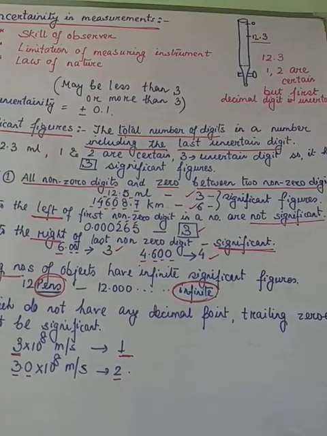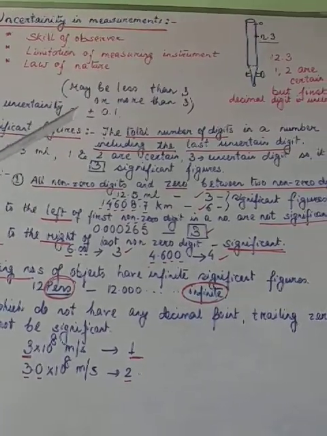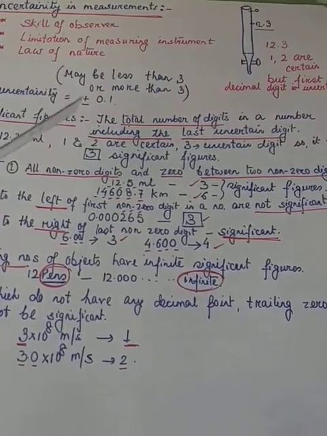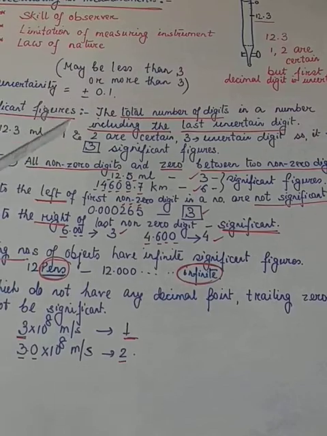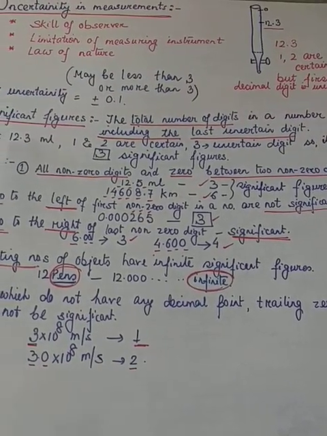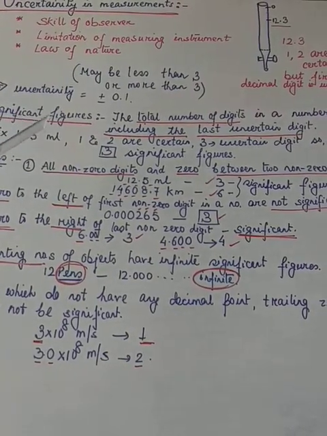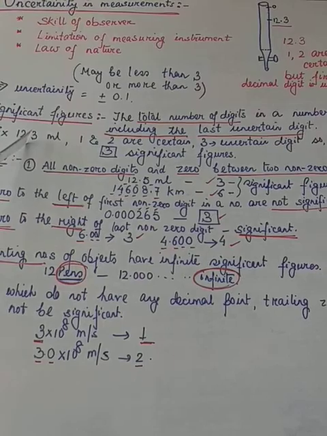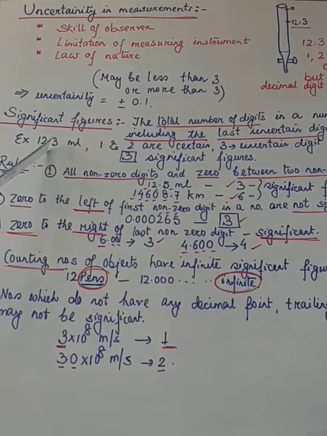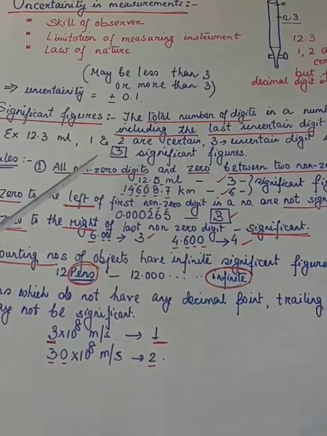Now coming to the significant figures. The total number of digits in a number, including the last uncertain digit, is called significant figures. I am taking the previous example only, 12.3, in which 1 and 2 are certain digits, but 3 is uncertain. But including this 3 also, it has 3 significant figures.